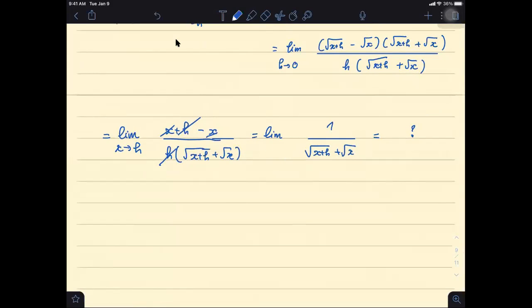No, sorry, h equal to 0. So as h goes to 0, the limit becomes 1 over square root of x plus square root of x, which is 1 over 2 square roots of x. Correct, right? Because the derivative of square root of x is going to be equal to 1 over 2 square root of x. Okay, yeah, I think you're right.